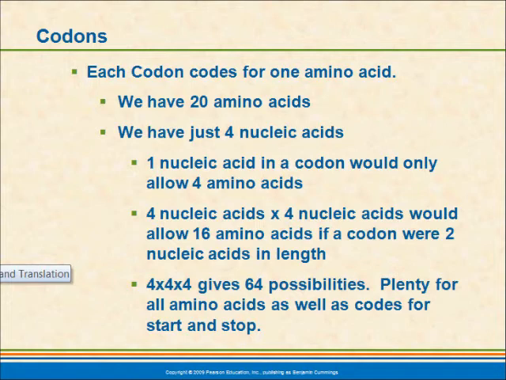We have 20 amino acids, but there's only 4 nucleic acids. So the way this works is 1 nucleic acid in a codon would only allow for 4 amino acids. 4 nucleic acids times 4 nucleic acids would allow 16 if we had codons that were 2 in length. But 4 times 4 times 4 gives us 64 possibilities, which is plenty for all the amino acids, as well as codes for start and stop.